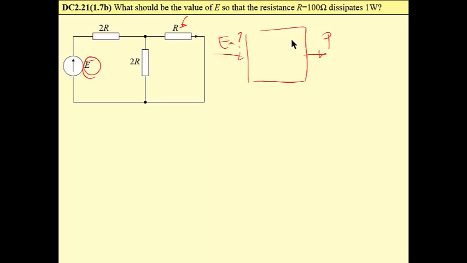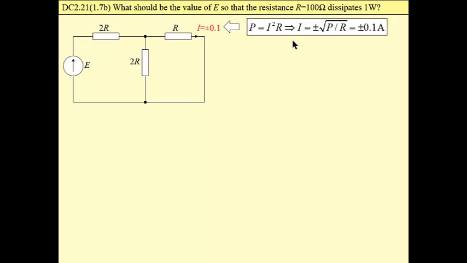So at first we have to express this power by a resistor voltage or current. Let me assume that we will express it by a resistor current. Then current is a function of power, and as you can see, this current can be either plus or minus 0.1 amp. Next we have to formulate the circuit equations, and then we will take into account that this current is 0.1 plus or minus.